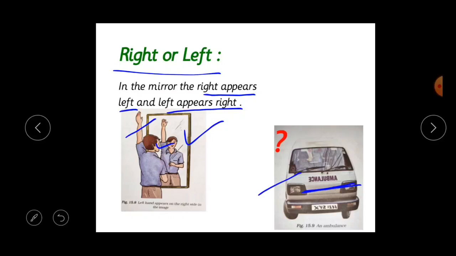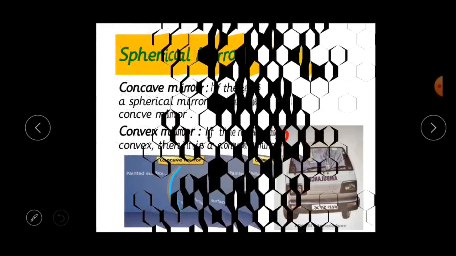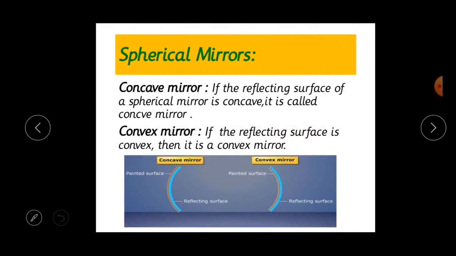Yes, so when the driver sees this word in the mirror, it looks like what we read it as. It looks like ambulance, A-M-B-U-L-A-N-C-E. Yes, so it looks like this, ambulance. So the driver can easily give way for this ambulance. Understood, children? So this is right or left. In the mirror, right appears left and the left appears right. The next one is the spherical mirrors. So the curved mirrors, okay, the curved mirrors are nothing but the spherical mirrors.